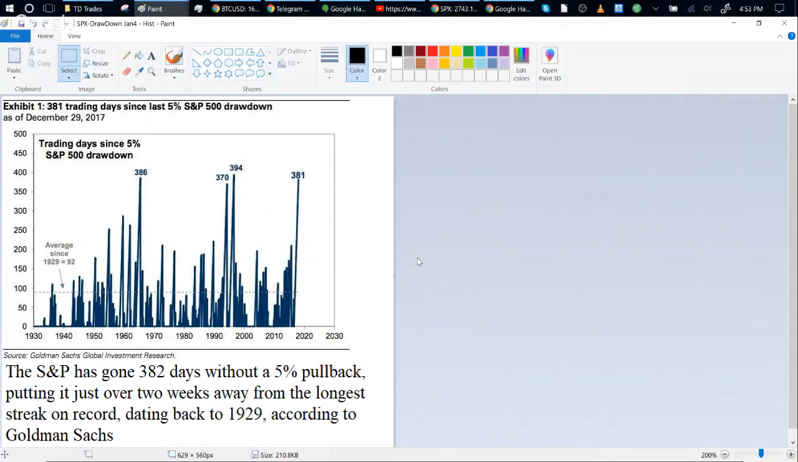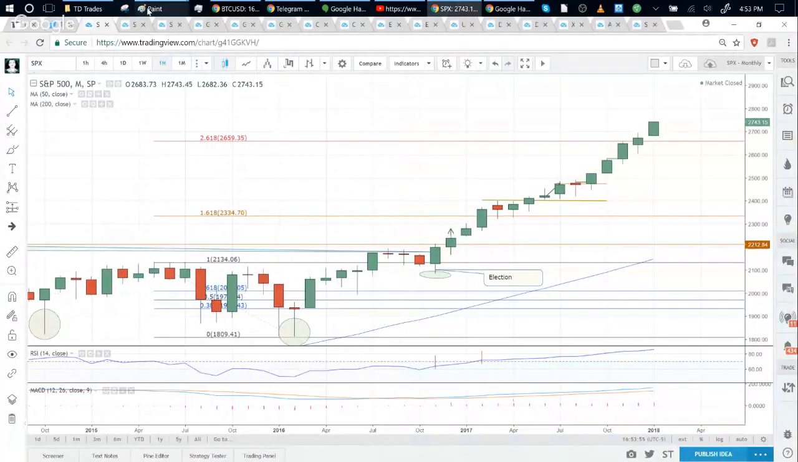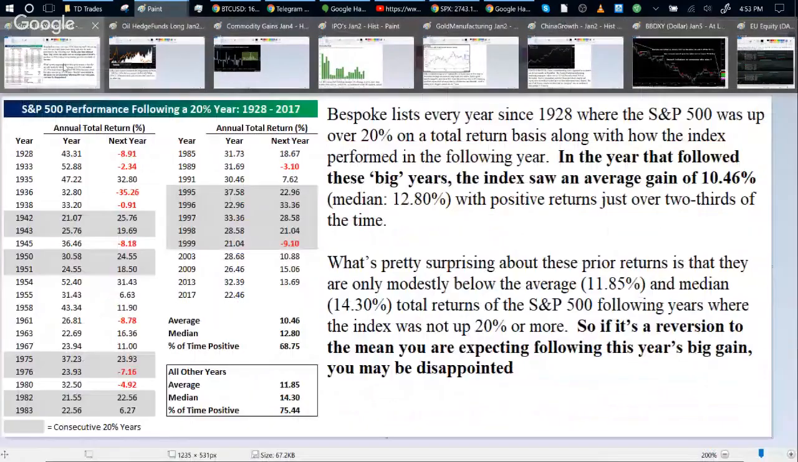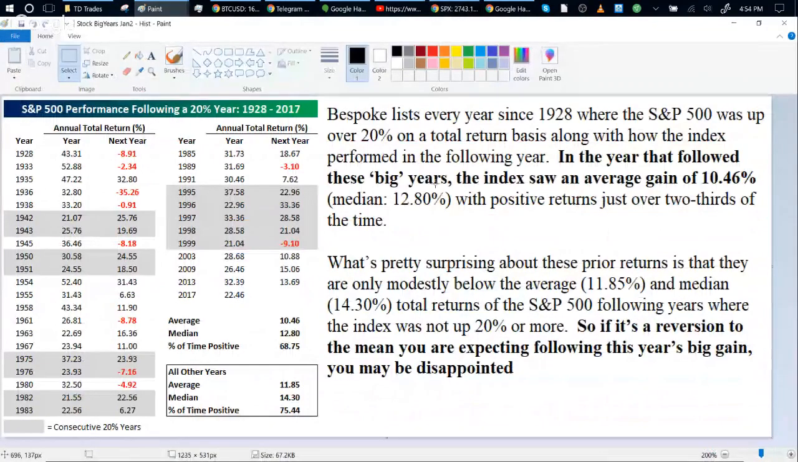We're about to break a record. All we need is a few more weeks, and we're going to have an all-time high in the number of consecutive days without a 5% pullback. That is really unprecedented. So that's something to keep in mind. Next, sticking to the fundamental side, this is also a really, really good one.